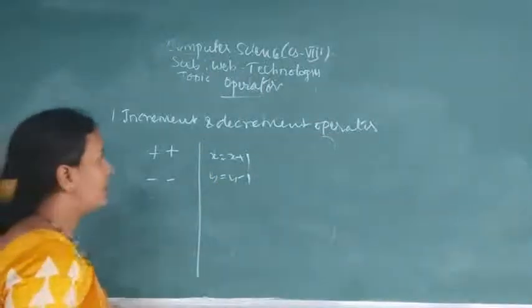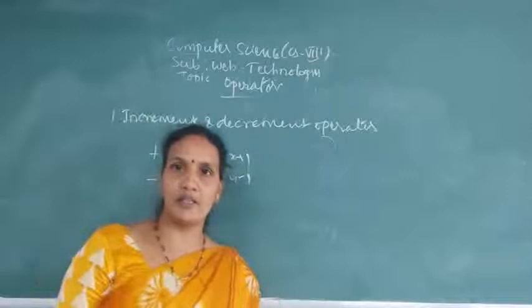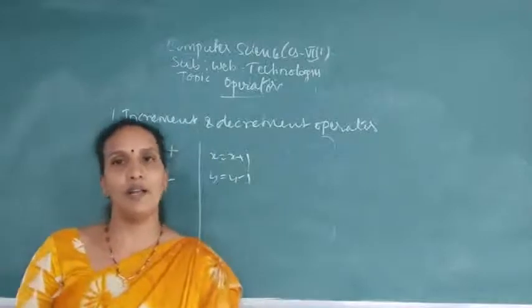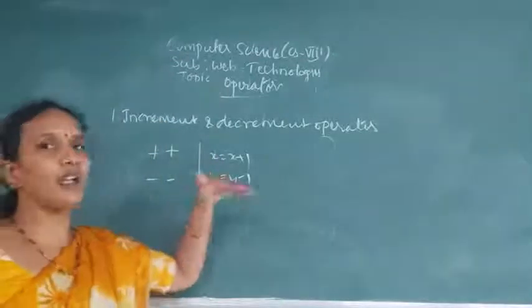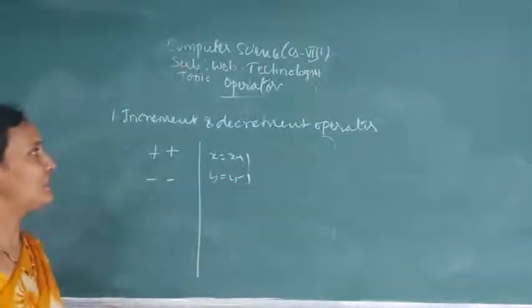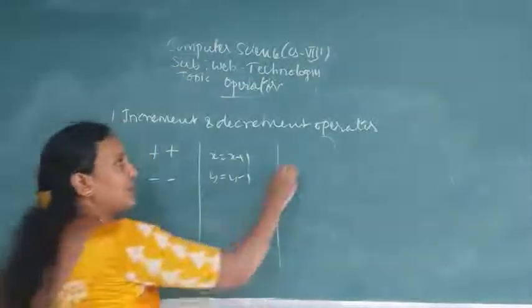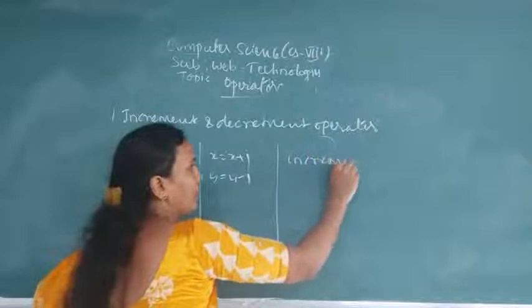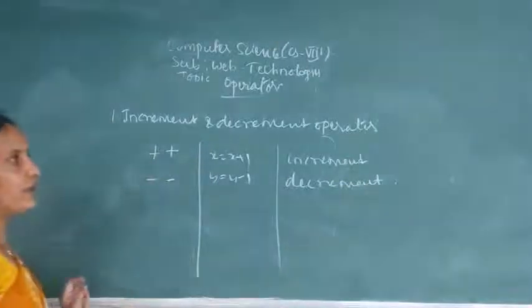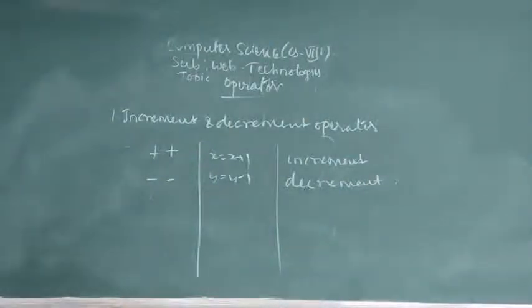So the increment operator increments the operand value by 1, and the decrement operator decrements the operand value by 1. Increment means we are incrementing by 1, decrementing means we are decrementing by 1. These are the two operators available in JavaScript. This is called increment and this is called decrement.